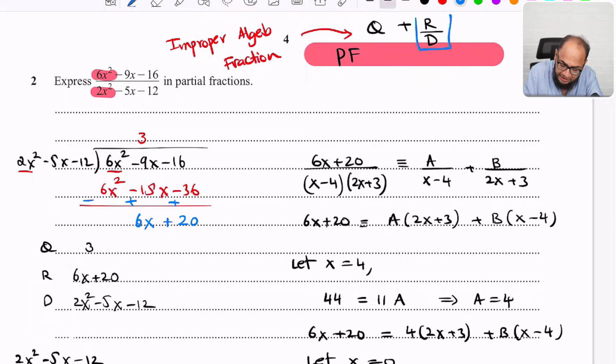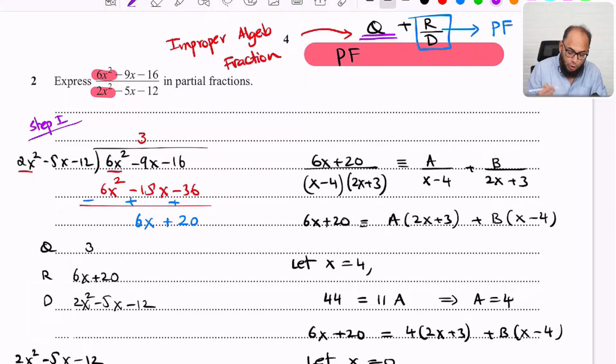And then for this remainder and divisor, we will break it up into partial fractions. And at the end, we should not forget the cube. So now this is what I've outlined over here, that this is what you are supposed to do. So now the very first thing, the step number 1, let me write over here. So step number 1 is long division.